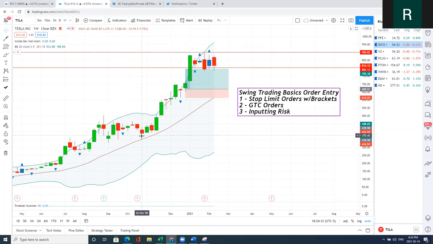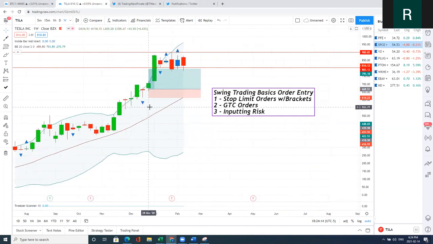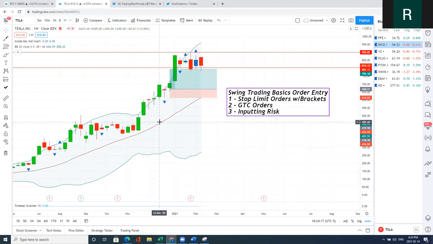All right, guys. So what we're going to do here is say, okay, any hammer bar that shows up on Tesla is going to be a hammer bar that I'm going to swing trade long. And how we're going to do it, we're going to get in 1 penny above the high of the hammer bar, and we're going to put a stop loss 1 penny below.